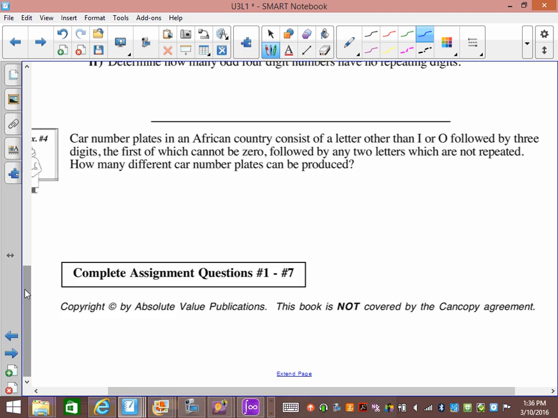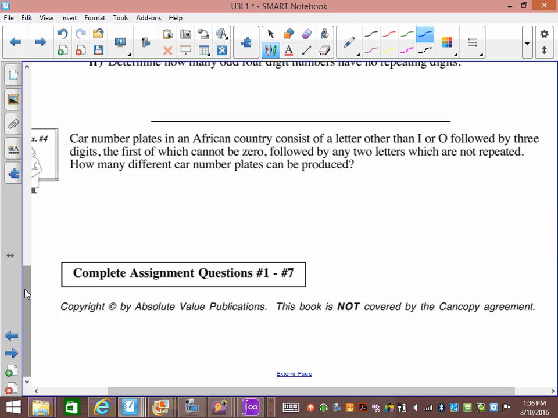Okay, car number plates in an African country consist of a letter other than I or O. You need to know that there's 26 letters in the alphabet. Nothing worse than someone thinking there's 27 or 21 or something random because you're going to get it wrong. So there's 26 letters. If you have to count them with your fingers, go right ahead. I would rather you do that than write 25. Seriously, I would rather you get 26 than 25 or 24 because you're too good for your hand counting.